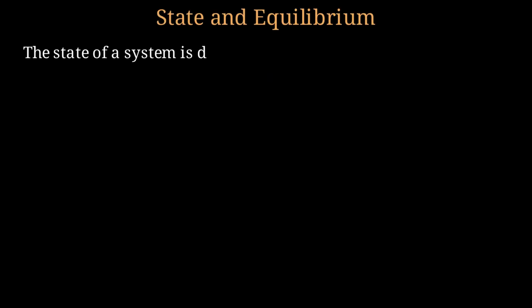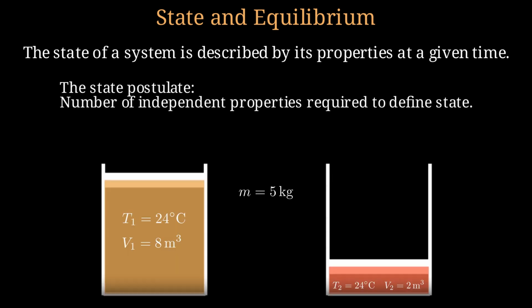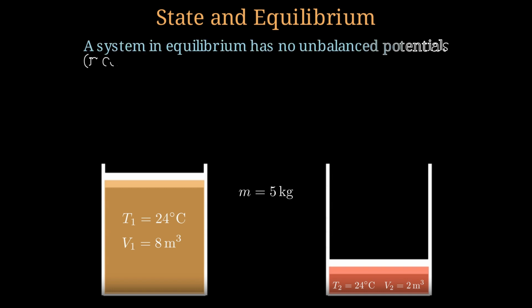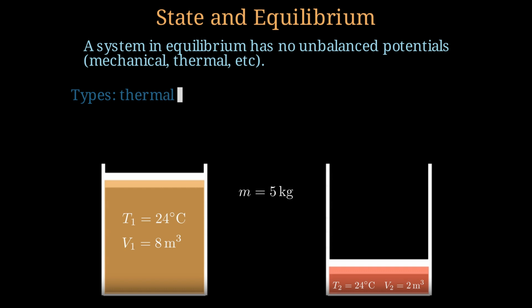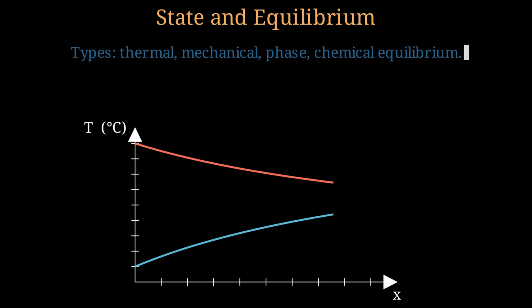A system state is defined by properties like temperature, pressure, and volume. When these stay constant, the system is said to be in equilibrium. For example, if two systems have the same temperature, no heat flows between them. But if their temperatures are different, heat transfers from the hotter to the cooler one until both reach the same temperature, and that is thermal equilibrium.